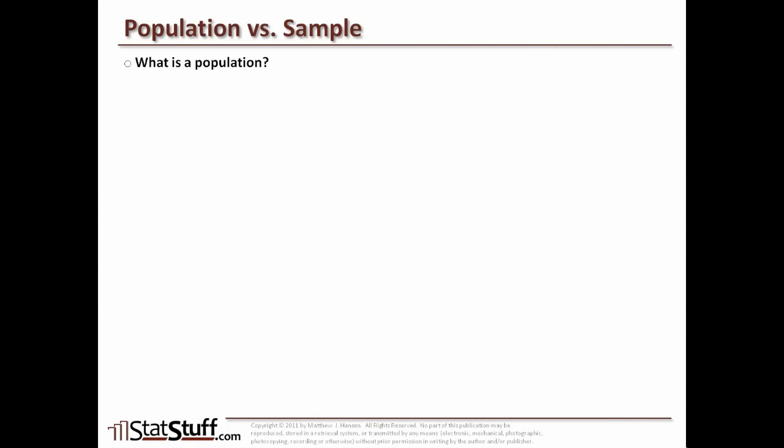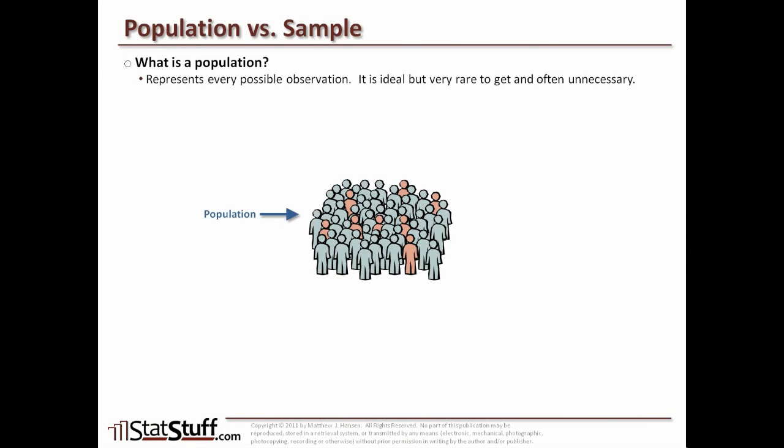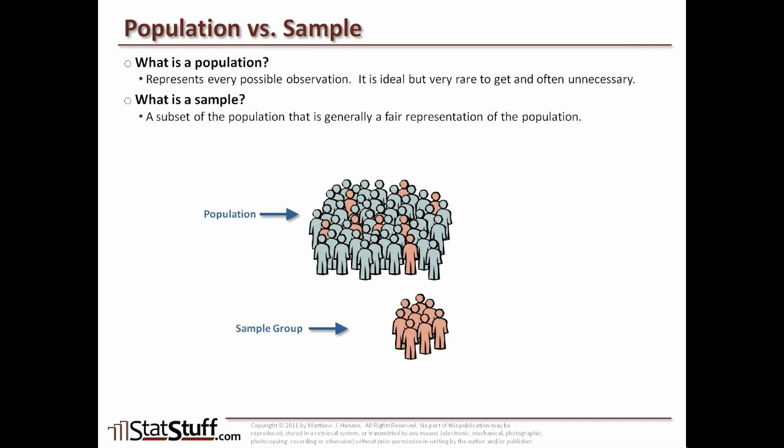We would say that a population represents every possible observation. It's very ideal if we can measure an entire population, but it's also very rare that we have that opportunity. And quite honestly, it's not necessary to always measure the entire population. Compare that to a sample. A sample is basically a subset of the population. That is, it's generally a fair representation of what that population should look like.